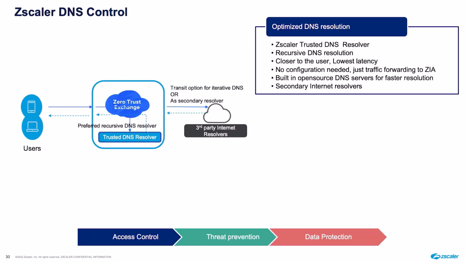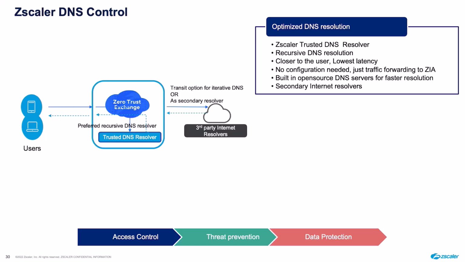And not only that, Zscaler's DNS resolvers are built upon open source DNS server technology components for faster resolution, and they have all the capabilities from a security standpoint in terms of DNSSEC, caching, and so on and so forth. Zscaler also relies on secondary internet resolvers, especially authoritative resolvers from an internet standpoint, just in case Zscaler's DNS resolvers are unavailable. We do have a fallback mechanism with secondary internet resolvers in place so that users, no matter what, get connected in an optimized path.